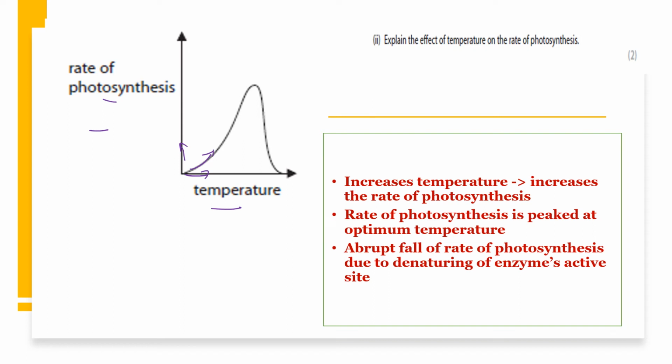Rate of photosynthesis peaked at the optimum temperature. That means it peaked at the optimum temperature, which is here, for the enzymes to work maximally. Rate of photosynthesis fell abruptly beyond this point. Beyond the optimal temperature point, this is due to denaturation of the enzymes' active site.